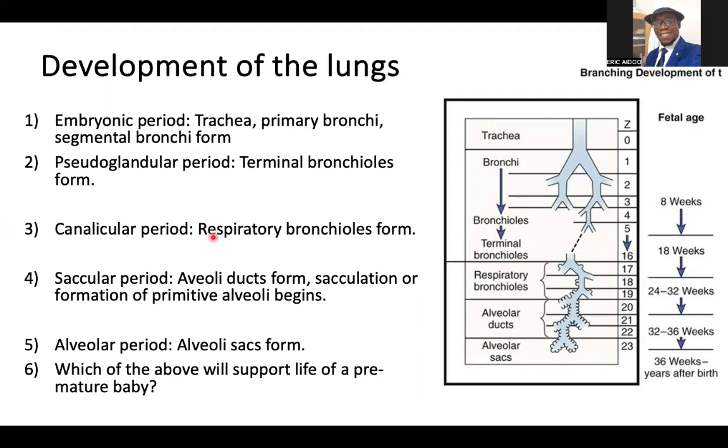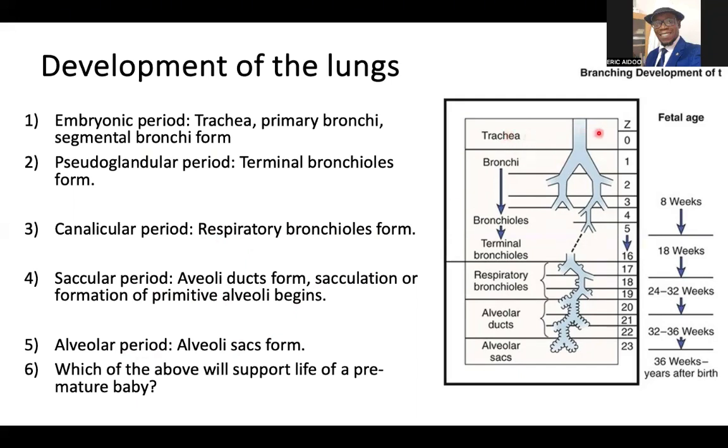The canalicular period will form respiratory bronchioles. In the saccular period, you have alveolar ducts forming. And then the formation of primitive alveoli also begins. Then the alveolar period proper has the alveolar sacs forming. We have to know that all these things are dynamic processes and one merges into the other. So it's for simplicity's sake that we are trying to divide them into these stages.